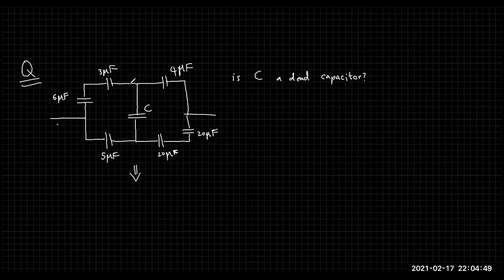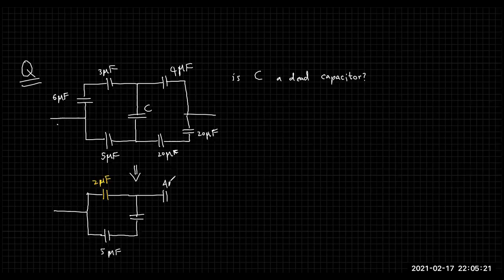Why? These two are in series, right? 6 and 3 are in series. Therefore, you can find the equivalent capacitance of those two. What is it? 6 and 3, it will be 2 microfarad if you find it. How do you find the equivalent capacitance of series capacitors? You multiply them and then divide by the sum. 6 into 3 is 18, divided by 9, the sum. So 2 microfarad, here 5 microfarad, and here we have 4.